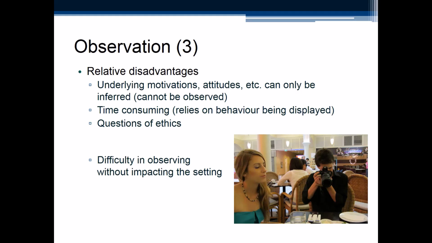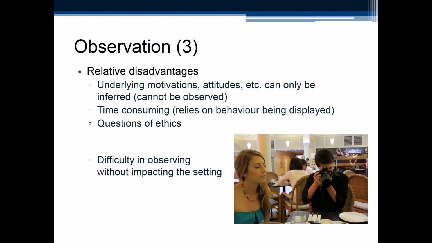Another point is that it can take a long time. If you're waiting to observe a behavior that occurs in the naturalistic environment, then you have to wait for that to occur. You might set up something that encourages that to occur, or you might go along to a context where that behavior that you're interested in is more likely to be displayed. But again, you're going to have to wait for that to occur, as opposed to something like a survey where you can go out and ask about a specific behavior that you're interested in.